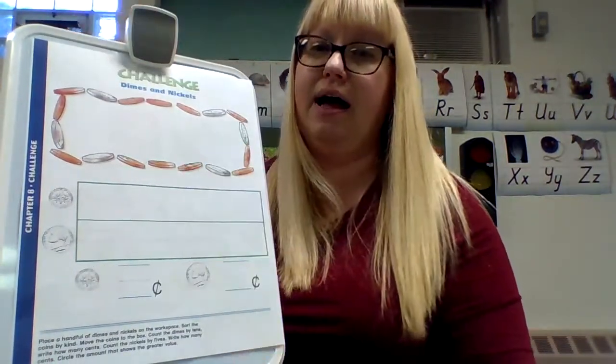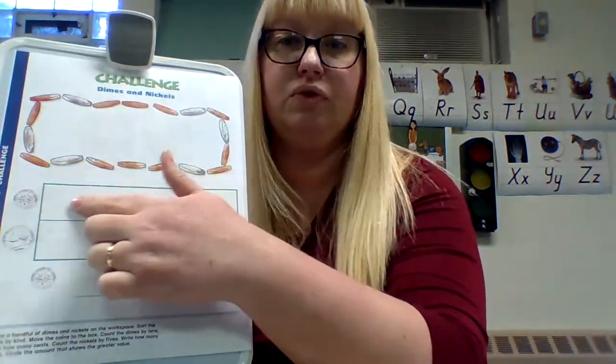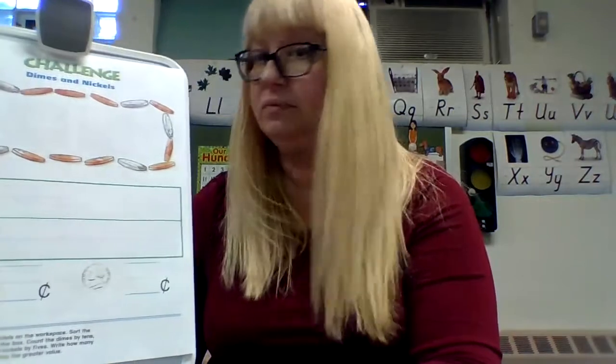And I'm going to do this with you. It says place a handful of dimes and nickels on the workspace and sort the coins by kind. Move the coins to the box. Count the dimes by tens and count the nickels by five. So I did that with you 2 days ago, remember? So I think what I'm going to do is have you draw your dimes in here. And I'll tell you how many dimes you're going to have.